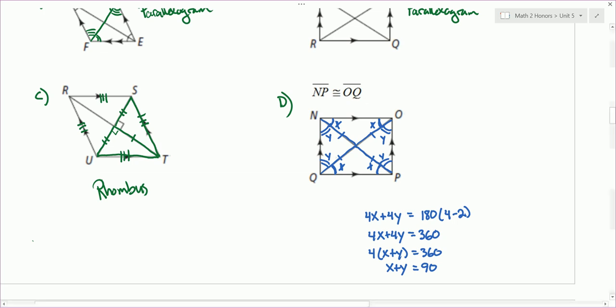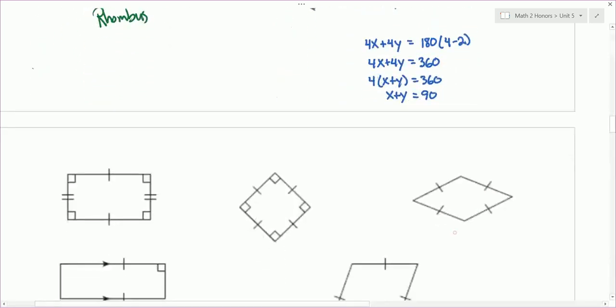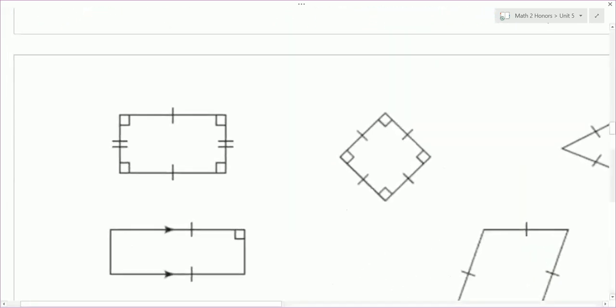Notice back in our picture here that the angle for each corner is x plus y. So all four corners are 90 degrees. And so we know this is a rectangle. There's not enough information to say it's a square, but we can get to a rectangle, and that's how. This next one, definitely a rectangle just by looking at it.